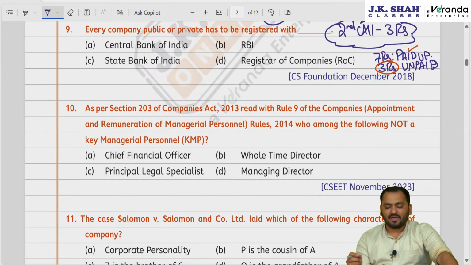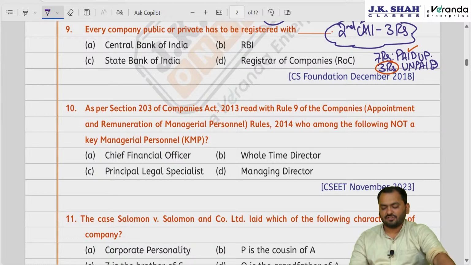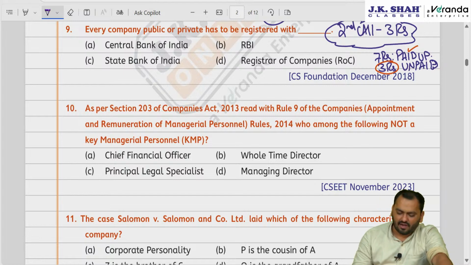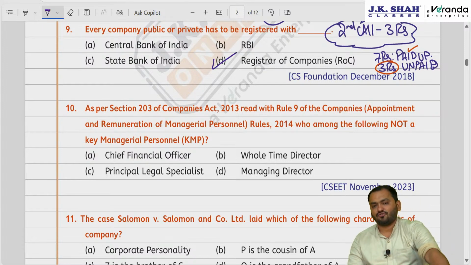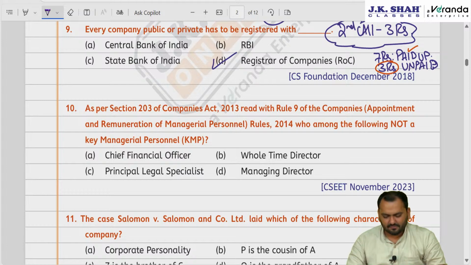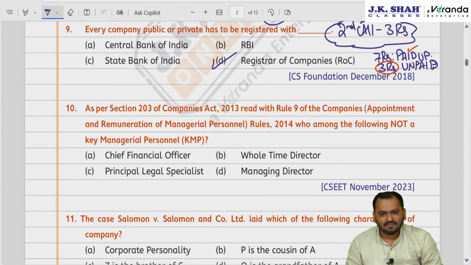Every company, public or private, has to be registered with dash. So very easy question. Where do we have to go for registration of company? So obviously answer is ROC, that is Registrar of Companies. Then there are state-wise ROCs, and there are 2 states where there are 2 ROCs. One is Maharashtra having 2 ROCs and another state is Tamil Nadu having 2 ROCs. Okay. Yeah, let's go further then.